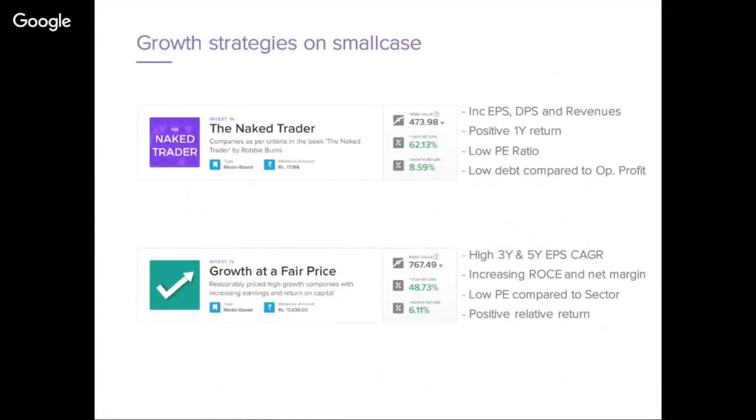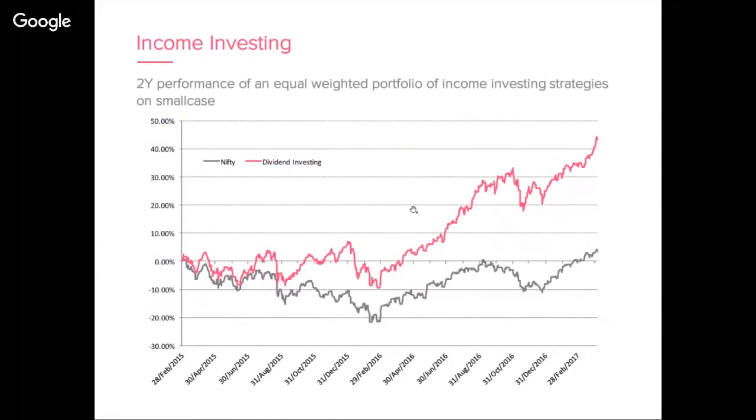So these are the examples of growth investing strategies that are up on the platform. You can check out the full collection on the Discover page. Now let's look at the income investing strategy. That is the third type of strategy.